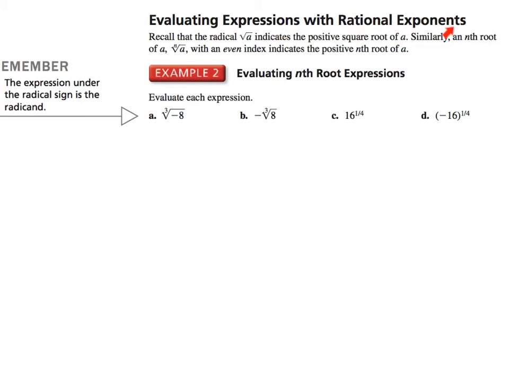Evaluating expressions with rational exponents. This means we're going to start having fractions. Once again, we're going to evaluate nth root expressions. Now recall that the radical, the square root of a, indicates the positive square root of a. Similarly, an nth root of a with an even index indicates the positive nth root of a. This is where you're going to kind of get confused, and I know you're going to get confused here.